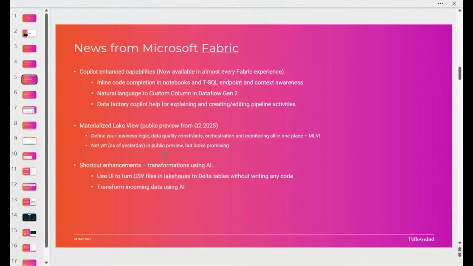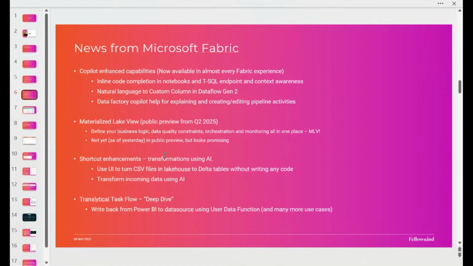Then I'm going to talk a little bit about some shortcut enhancements, called shortcut transformations, where in your shortcut, you can use AI to do some transformations of your data, like sentiment analysis or summarizing text documents. And you can also use the UI to turn your CSV files in the file part of your lakehouse into Delta tables without writing any code or doing anything other than creating the shortcut.